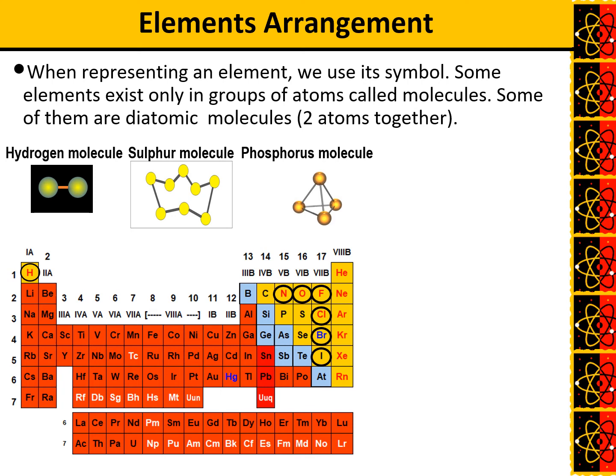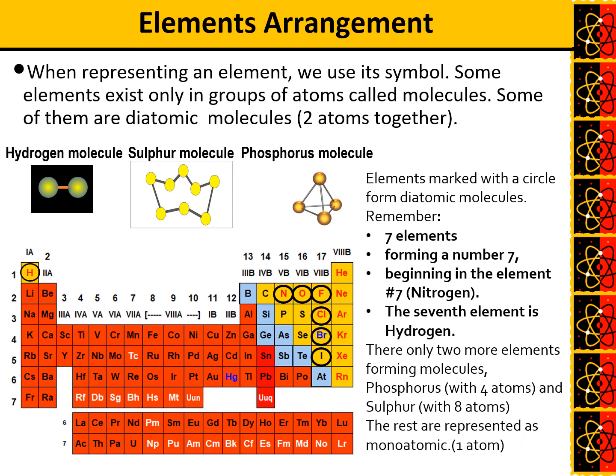Now, how can I remember which are the elements that are diatomic? We are going to make this rule. There are 7 elements that are diatomic, forming a number 7, beginning in the element number 7. Remember that we said that the atoms are arranged in increasing order of proton numbers or atomic numbers. So it's going to be 1, 2, 3, 4, 5, 6, and element 7, which is nitrogen. So beginning in the number 7, I'm going to form a 7. Be careful, do not use the noble gases when you try to form the 7. So it's 1, 2, 3, 4, 5, 6, and the 7th element is hydrogen that is there. This is just a mnemonic rule, so you can remember how to represent them.